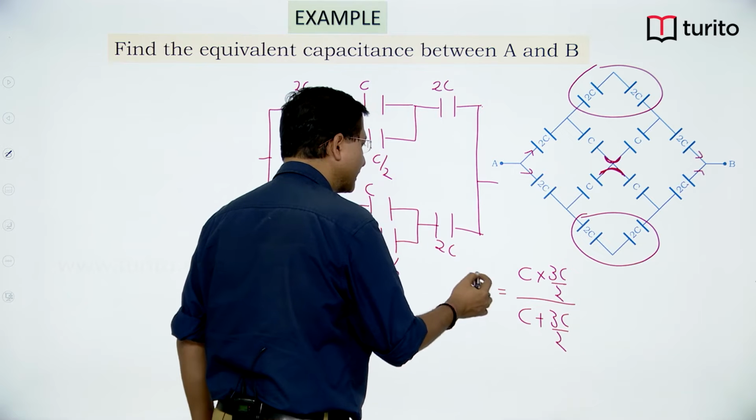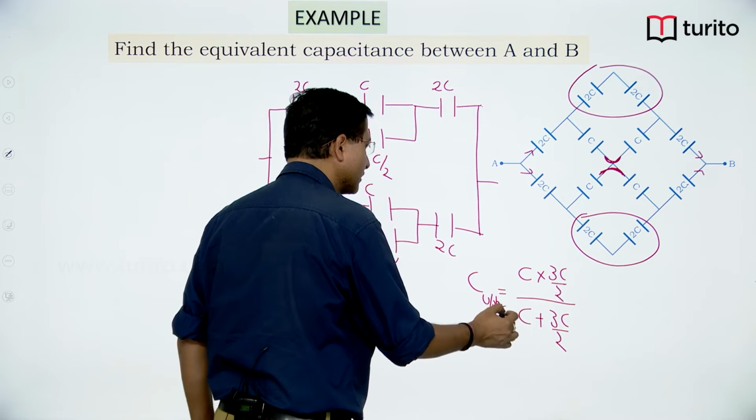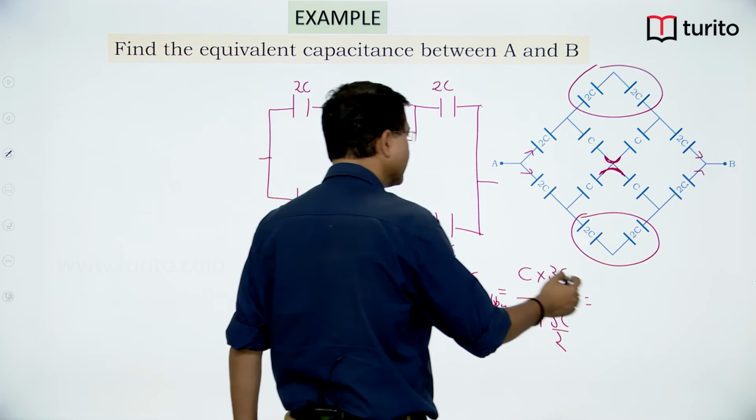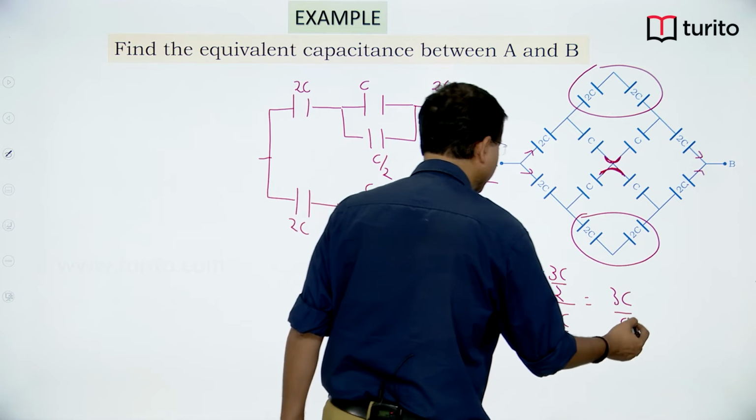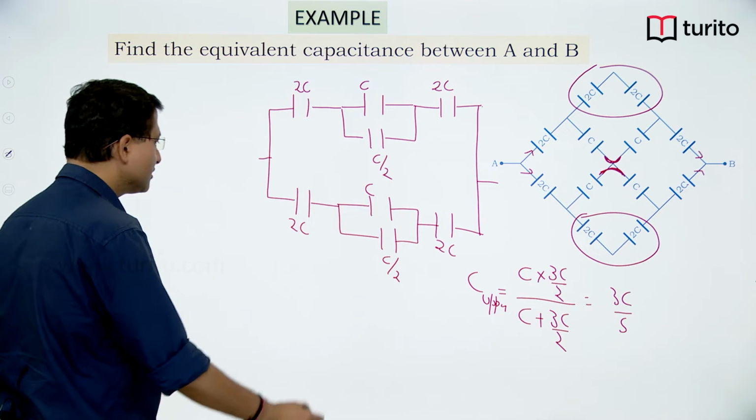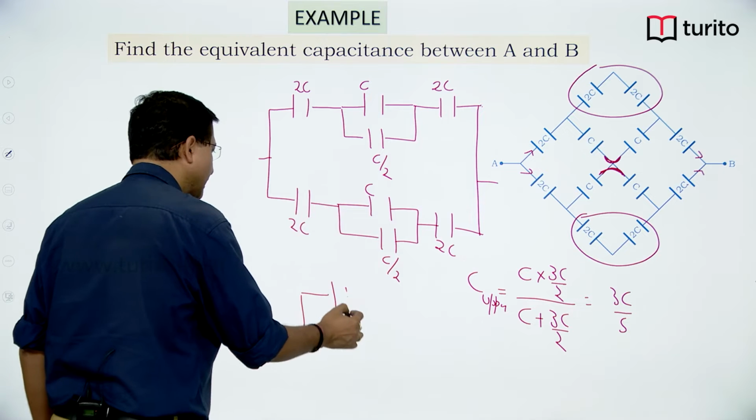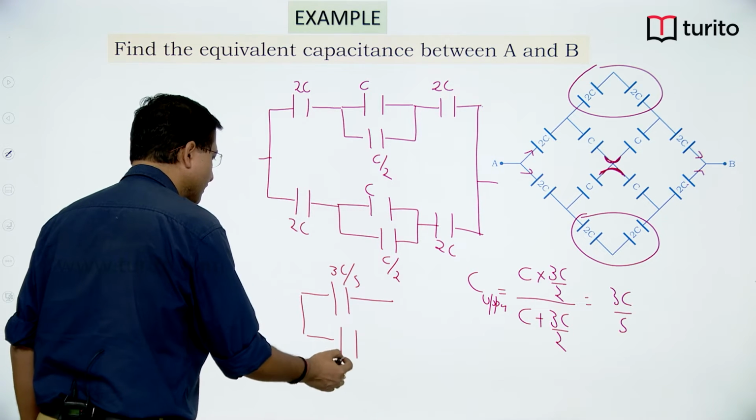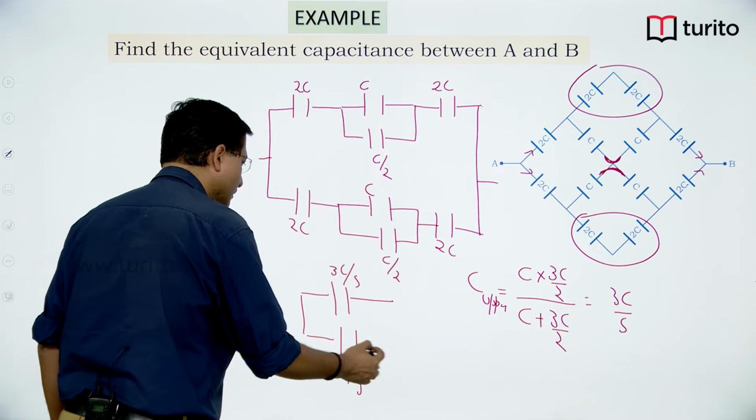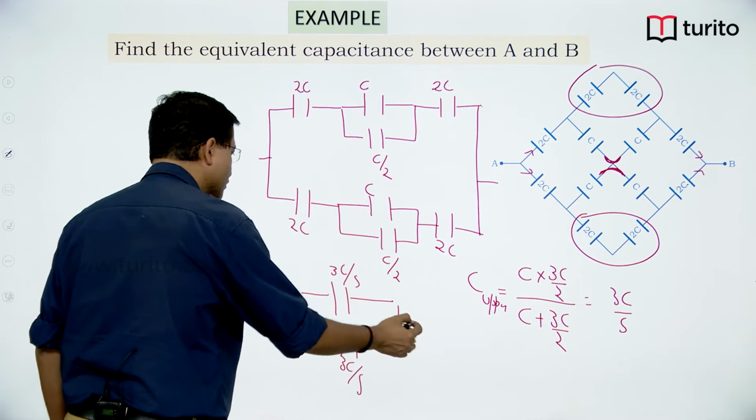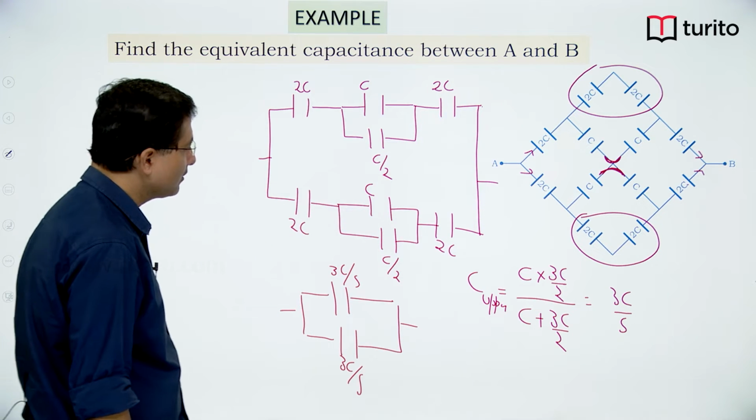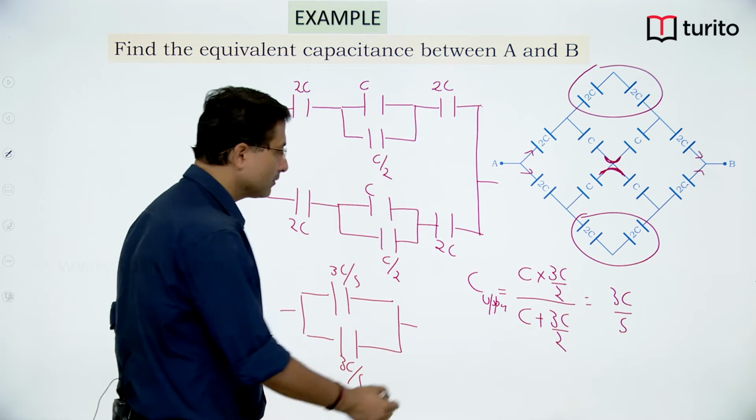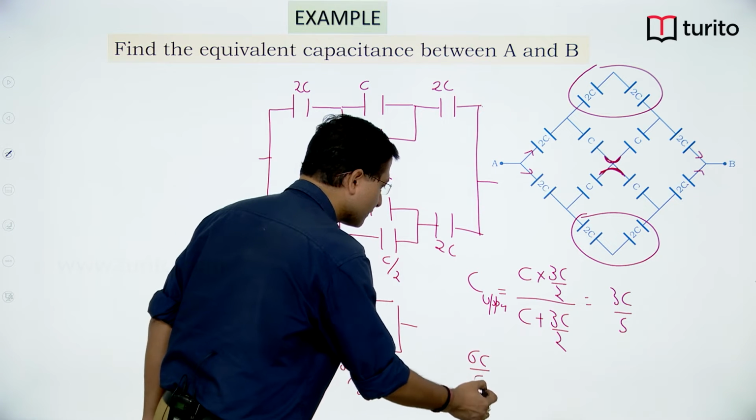So for the upper part, the capacitance of the upper part, this 2 and 2 will get cancelled out, we are getting 3C by 5. So upper part 3C by 5 and lower part 3C by 5. So, the capacitance of this arrangement will become, these two are in parallel combination, the capacitance will become 6C by 5, right.